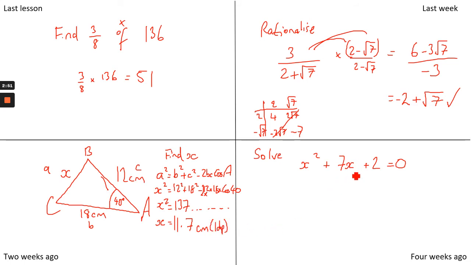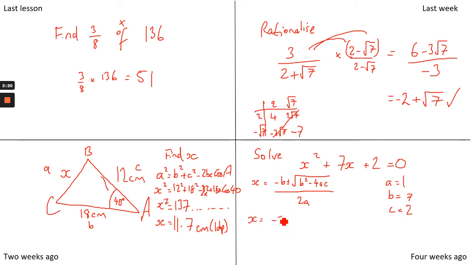Now this question here, does it factorize? I don't think it does factorize, so you're going to need to use the quadratic formula. So x equals minus b plus or minus the square root of b squared minus 4ac, all divided by 2a. A is the number in front of x squared, which is 1. B is the number in front of x, which is 7. And c is the number on the end here. So then we just need to substitute that in.